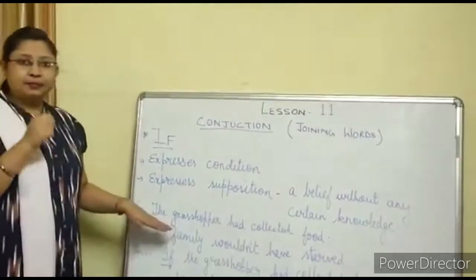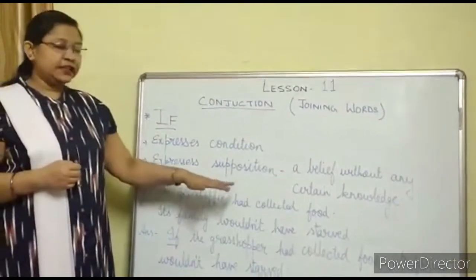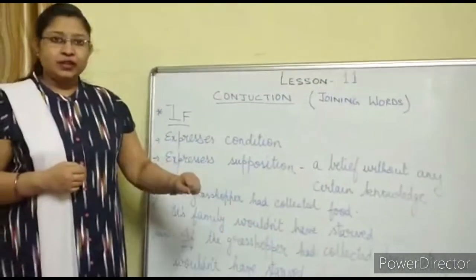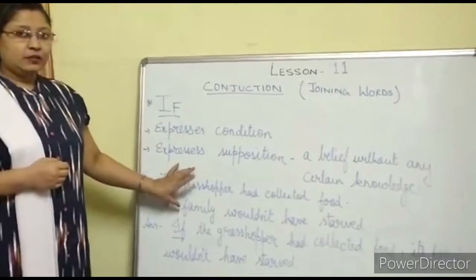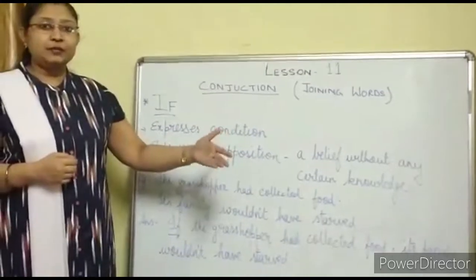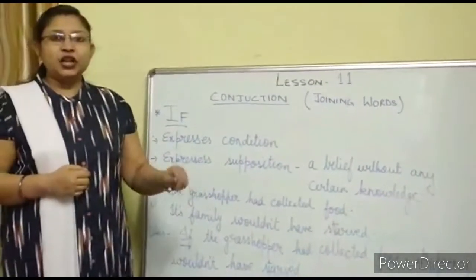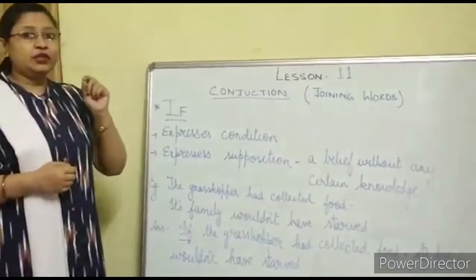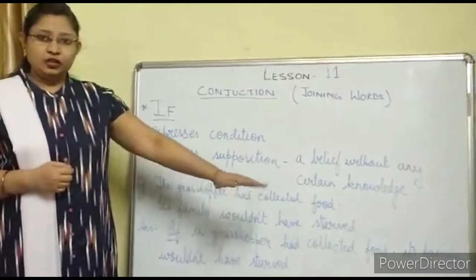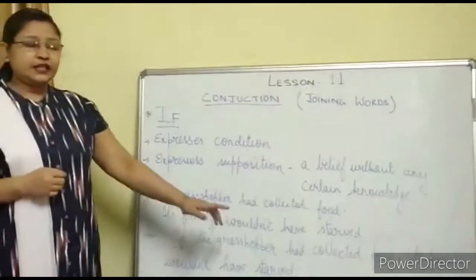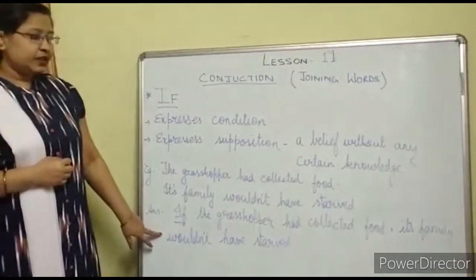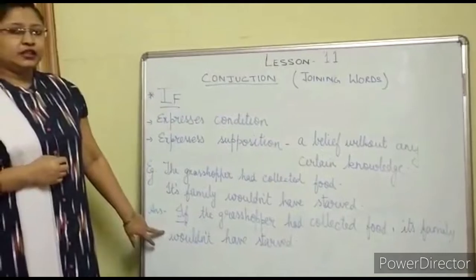Now let us take the example here. The grasshopper had collected food. Its family wouldn't have starved. Now how to join this? It is a condition that if the grasshopper had collected food at the proper time, then the family would not have starved. So we will use if here. If the grasshopper had collected food, its family wouldn't have starved.